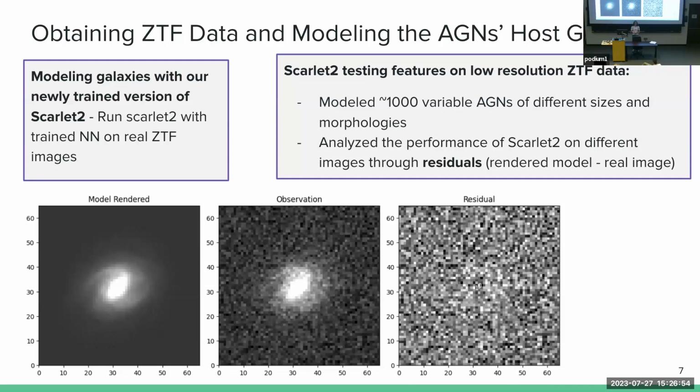And we were then able to analyze Scarlet-2's performance by creating residual plots. We want to see residual plots such as in the image here, where there's no underlying structure so that we know Scarlet 2 is successfully modeling the observation. In this image, we have a complex spiral galaxy that we can see Scarlet 2 is successfully modeling.